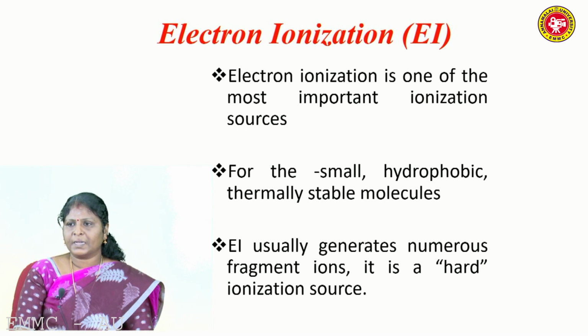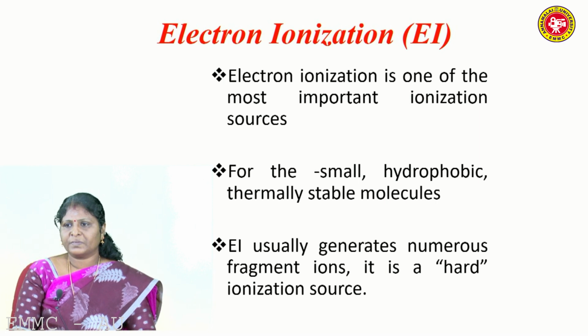Electron ionization is also called electron impact ionization. In this, the molecule in the vaporous form is ionized using the electron bombardment method, that means the analyte molecule is bombarded with a beam of collimated electrons having 70 electron volts. Afterwards, an outer shell electron is removed from the molecule so that the molecular ion, that means the cation radical, is produced. Electron ionization is one of the most important ionization sources, used for analyzing molecules which are small, hydrophobic and thermally stable. Electron ionization is called a hard ionization source, because it gives a larger number of fragments.